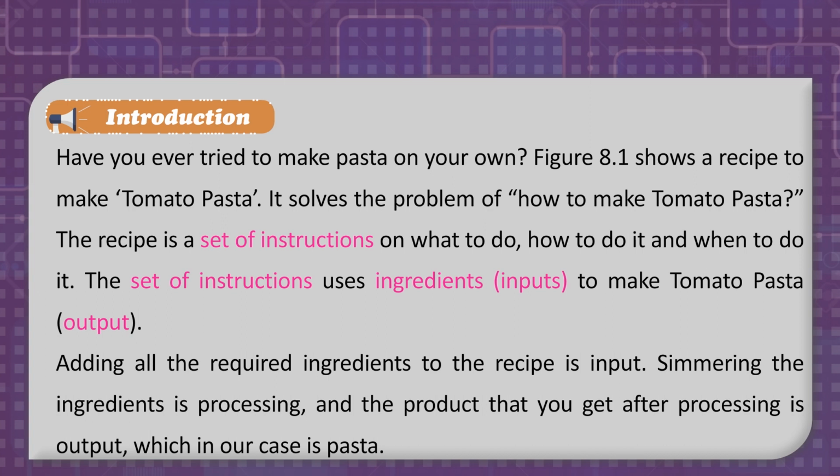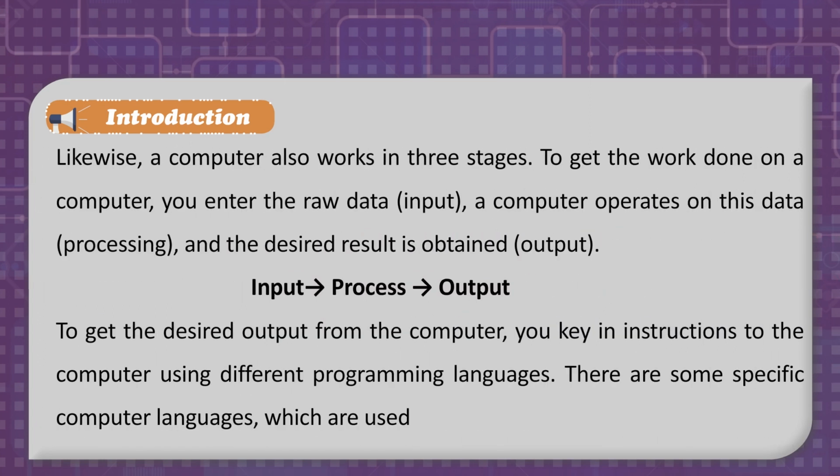Adding all the required ingredients to the recipe is input. Simmering the ingredients is processing. And the product that you get after processing is output, which in our case is pasta. Likewise, a computer also works in 3 stages. To get the work done on a computer, you enter the raw data, input. A computer operates on this data, processing, and the desired result is obtained, output.